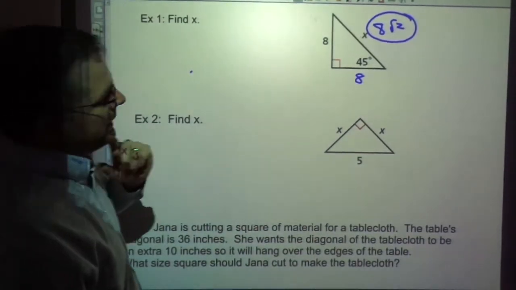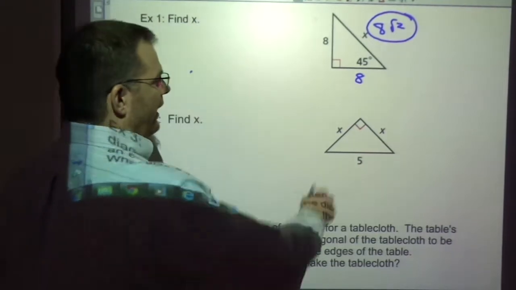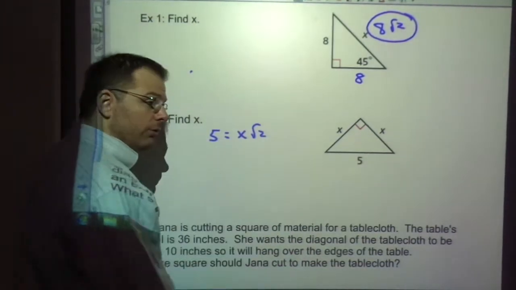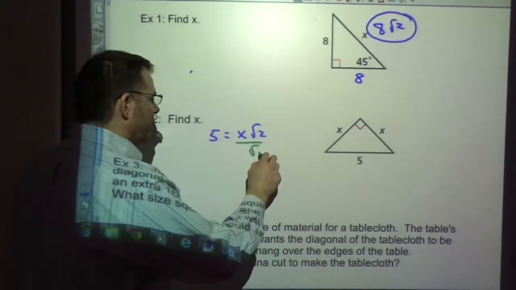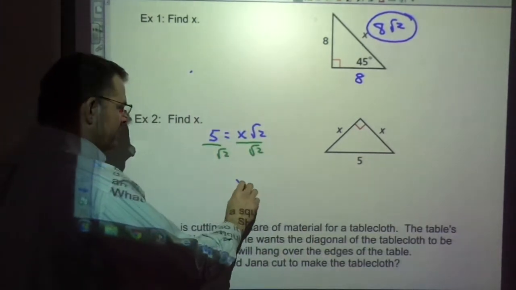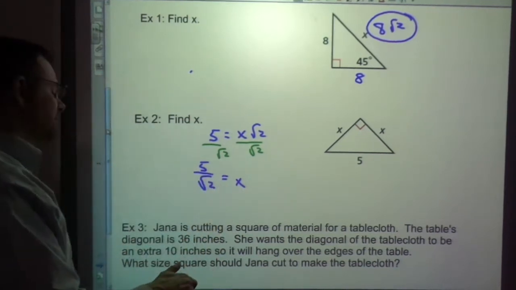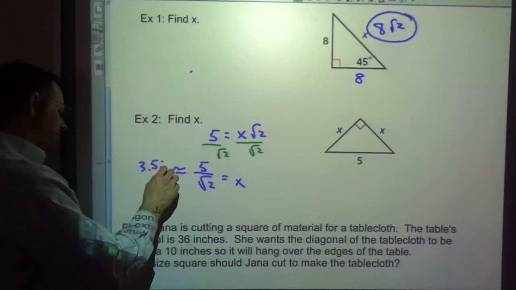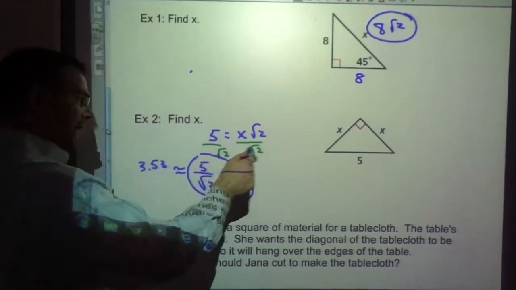This one, we have a leg, and they give us the hypotenuse. So the hypotenuse will equal x square roots of 2. To get x by itself, I can just divide by square root of 2. And I can get my answer as x equals 5 divided by square root of 2. It's okay for us to leave it like that. We could also do a decimal. It's about 3.53, I think, if I remember right. But this is our answer here for x.